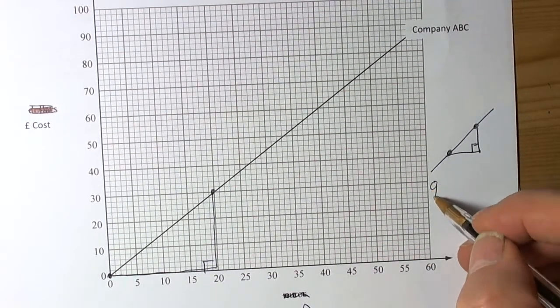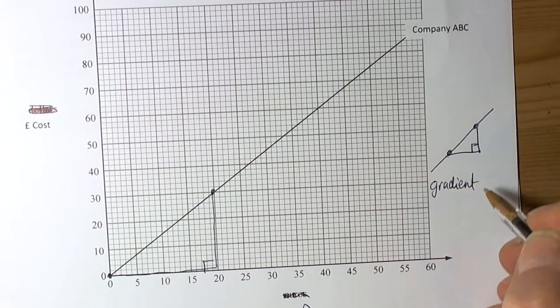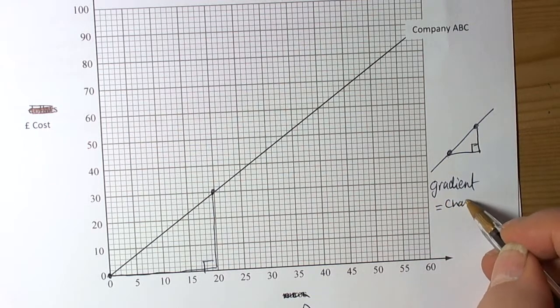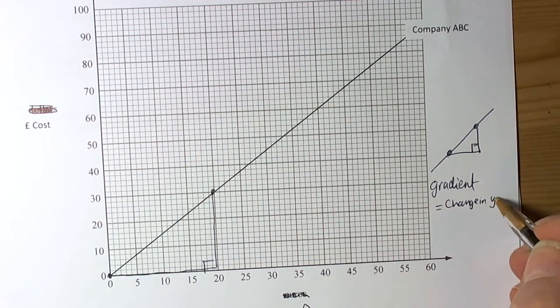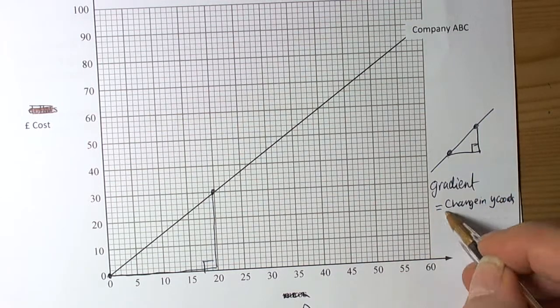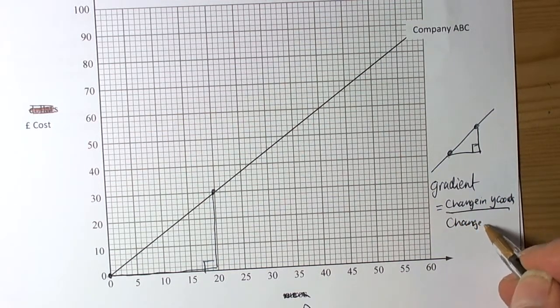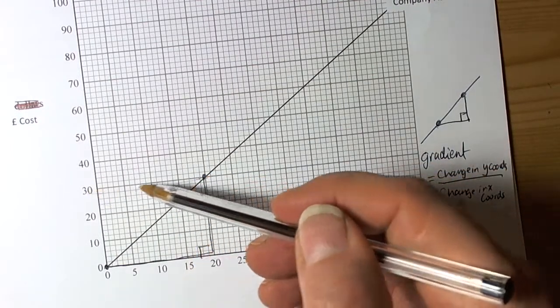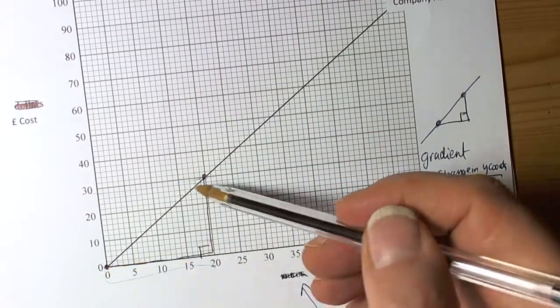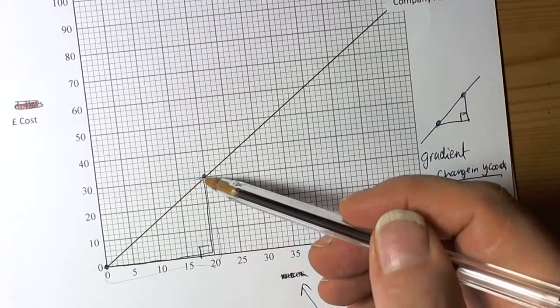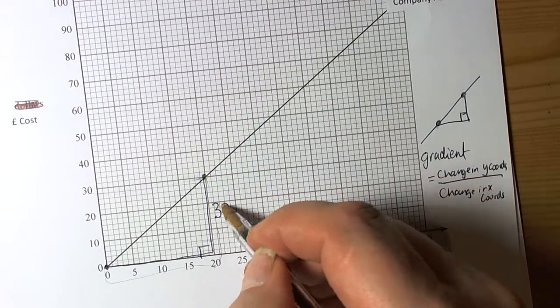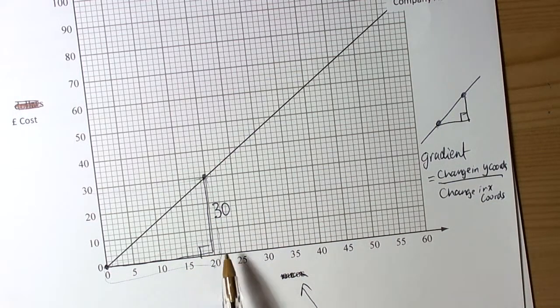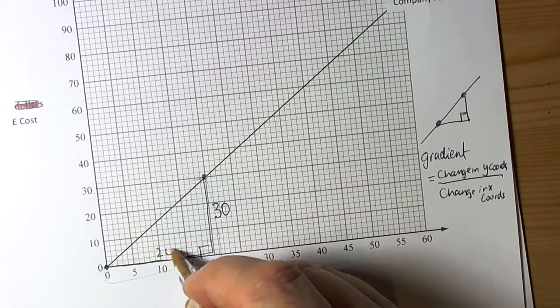What I need to then remember is the relationship for the gradient: the gradient is equal to the change in the y coordinates divided by the change in the x coordinates. Now the change is really the difference between them. So we had a y coordinate of 30 and a y coordinate of 0, so 30 take away 0 is 30. And the change in the x coordinates, well, we went from 20 down to 0, so 20 take away 0 is 20.